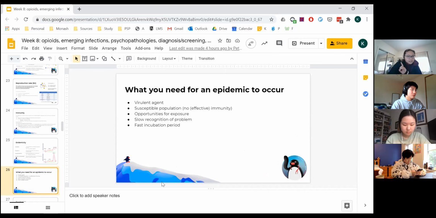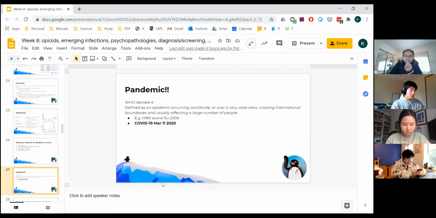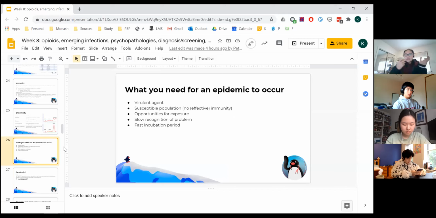The difference between an epidemic and a pandemic is that a pandemic happens worldwide. I think we've already covered this. And only the WHO can declare it. Last year they gave the example of the swine flu in 2009, but this year on March 11, 2020, WHO declared COVID-19 a pandemic. Okay, and there are a few things you need for an epidemic to occur. You need a virulent agent, a susceptible population, so you can't have immunity because otherwise you get stopped in your tracks, and opportunities for exposure. You can read that later. You don't need to memorize that.